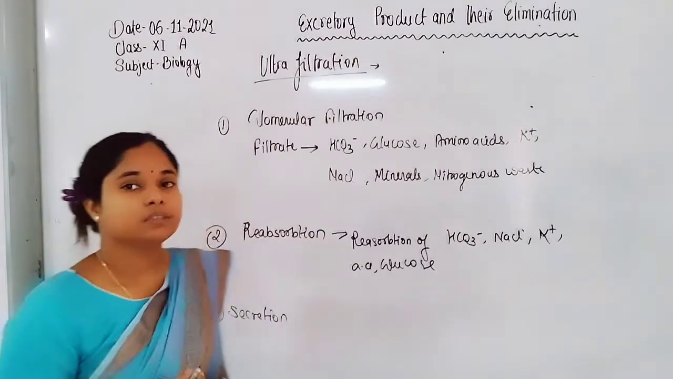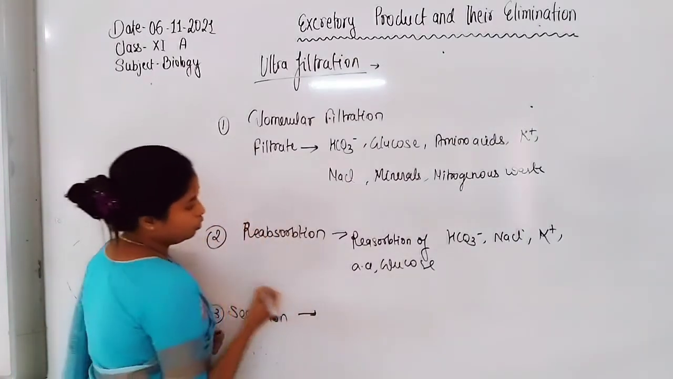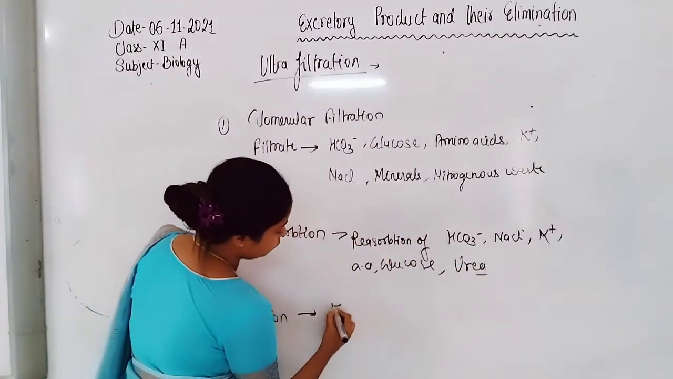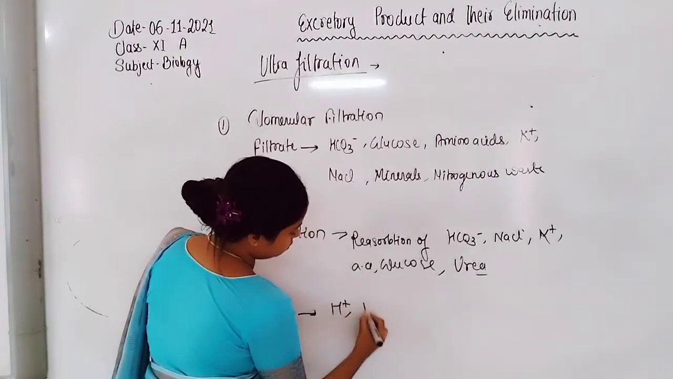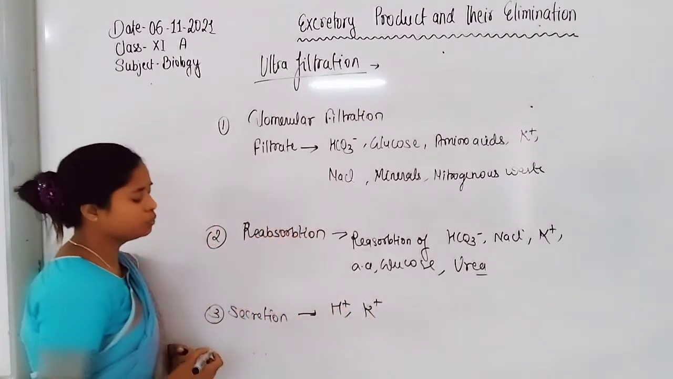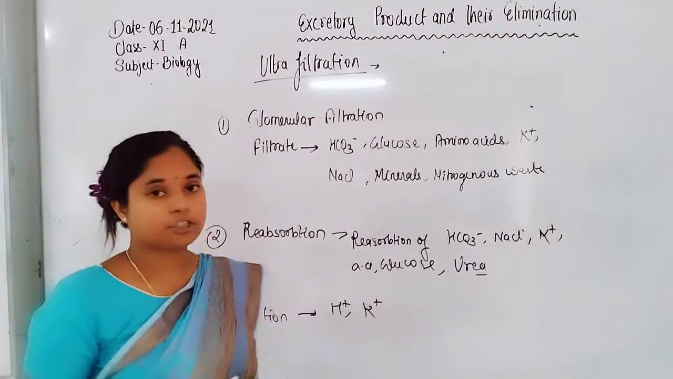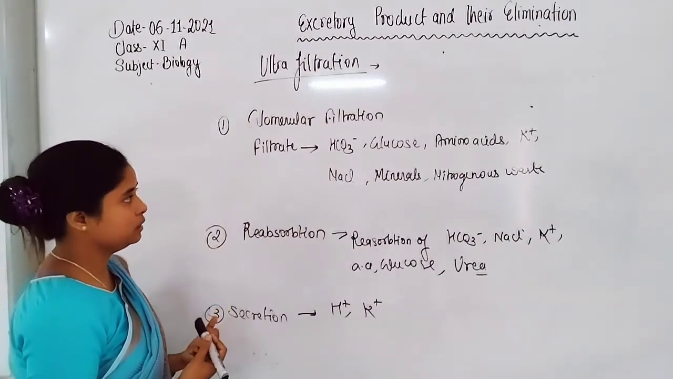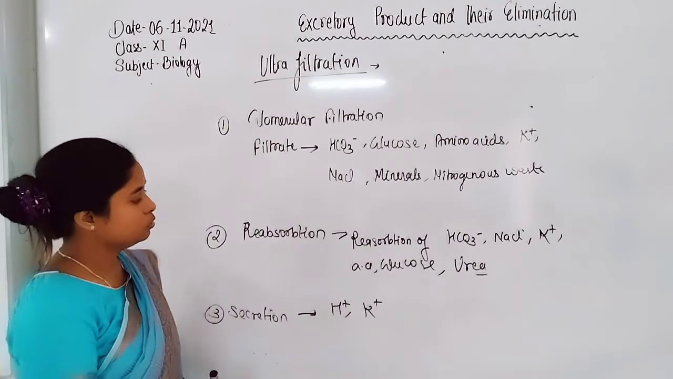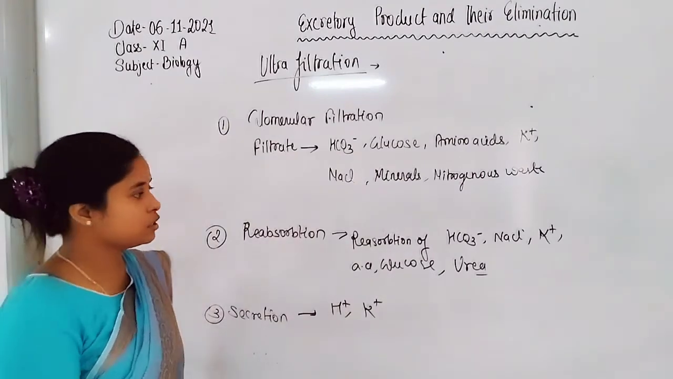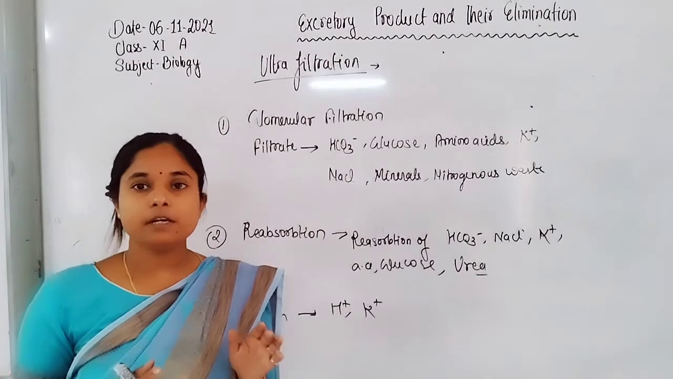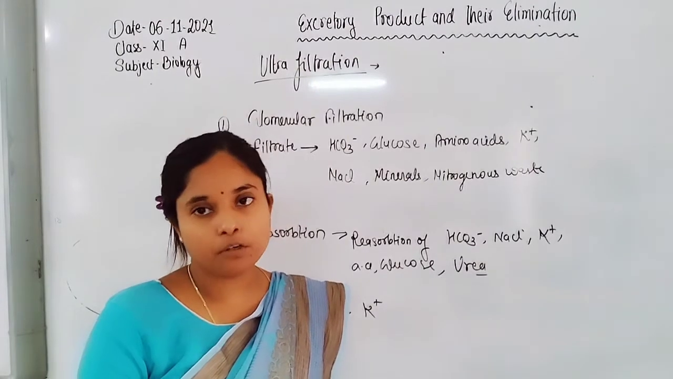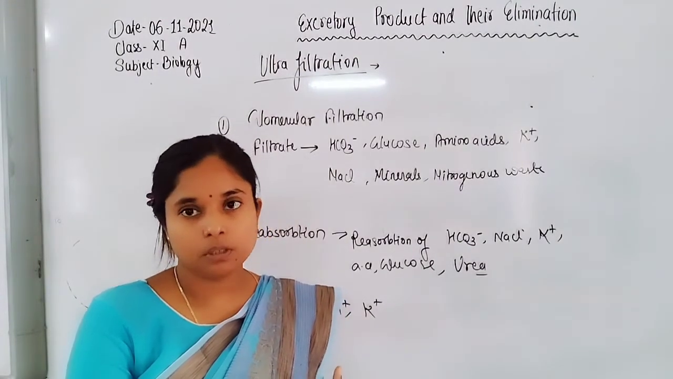Reabsorption of urea also takes place, and the secretion of H plus, water and potassium. The secretion of proton and potassium both take place in that region. So the secretion and reabsorption both take place in the loop of Henle, in the ascending part of the loop of Henle, and the distal convoluted tubule.